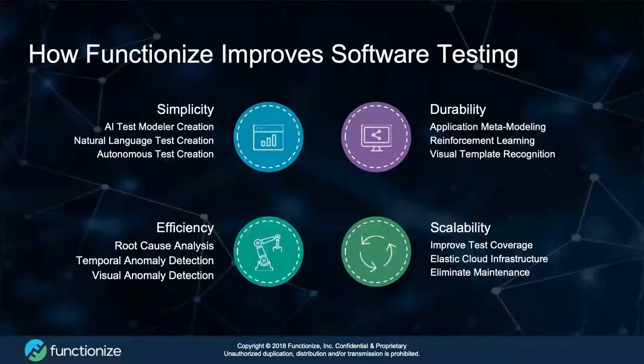Once you create your test cases, how do we know that our test cases are going to continue to work over time? As our application evolves, a lot of times those test cases are very brittle and they'll break. So what we've done is we've built these application meta models, which really understand the core of what that application is doing. So even if you move a button a couple pixels to the right or to the left, we're still able to click on that button and perform the test successfully.